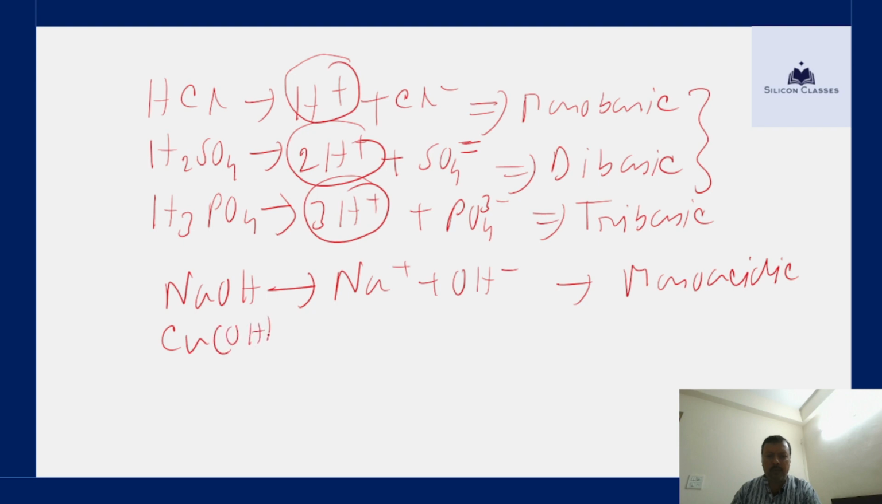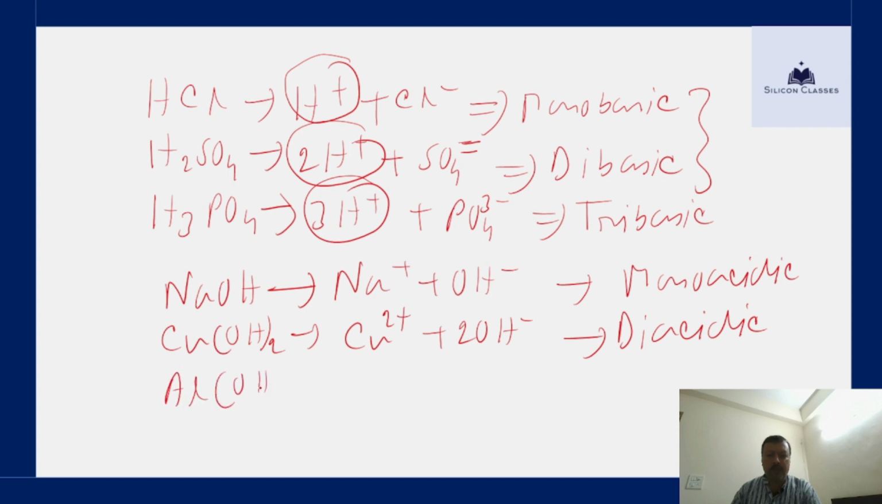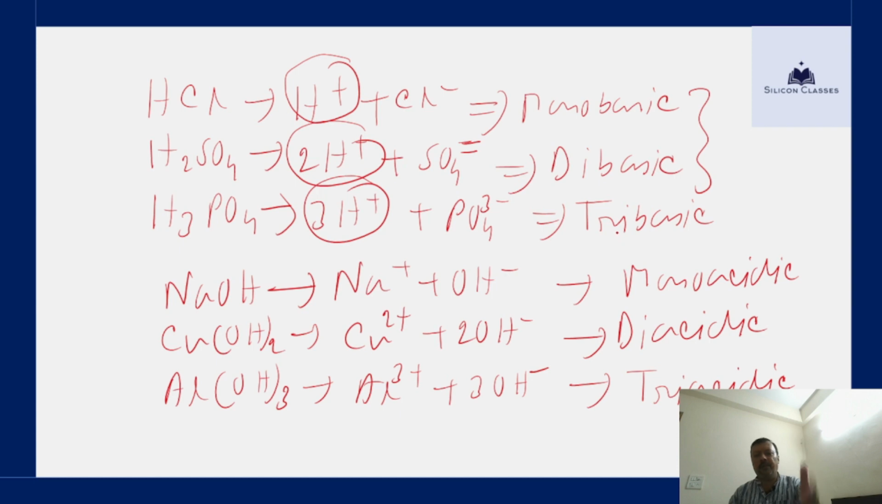Copper hydroxide will form two hydroxide ions, so it will be called a diacidic base. Aluminium hydroxide will form three hydroxide ions, so it is called a triacidic base. So these are the examples of mono, di and tribasic acids, and mono, di and triacidic bases.